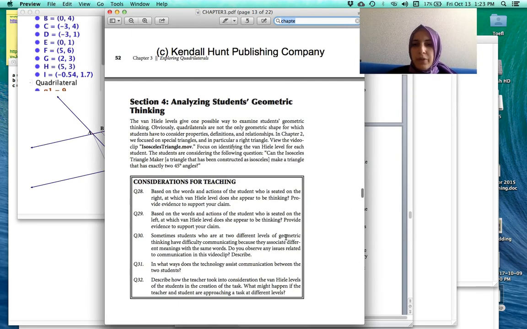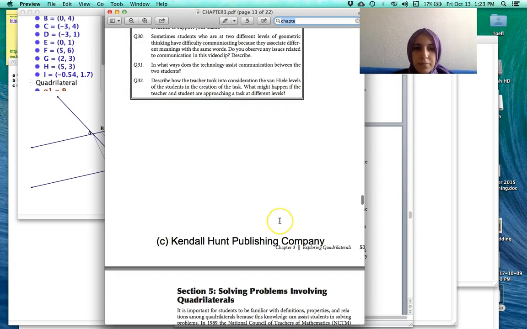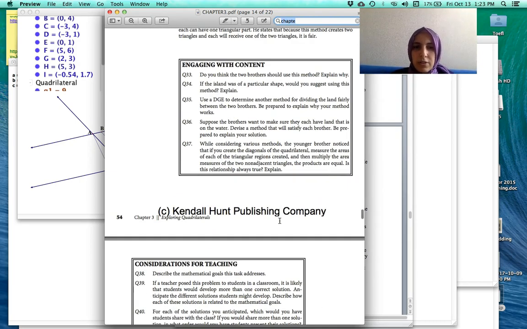Question 34. I skipped some questions. Question 34 says, if the island was of a particular shape, would you suggest using this method? Explain. The older brother suggests that they divide the island along the diagonal.